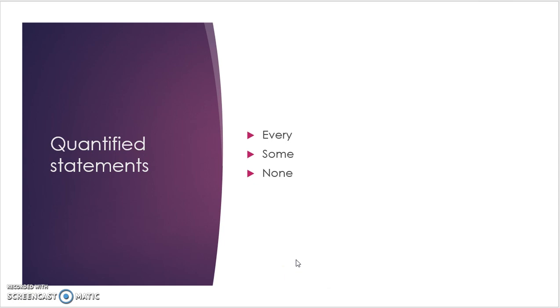Quantified statements. So I said some statements have variables, and sometimes we're saying that the statement is true for every single thing that the variable could take on. "Every mammal has a heart" is a universal statement saying it's true for everything. "Some mammals fly." Okay? So, some do.